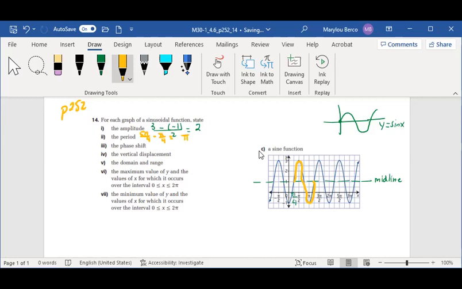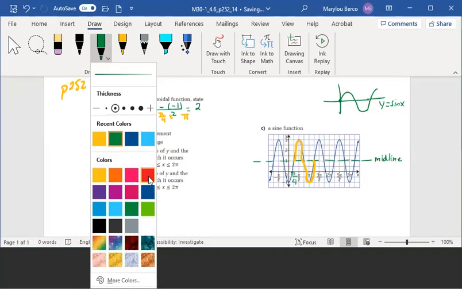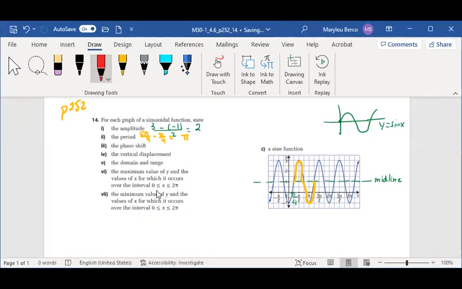The phase shift. Well, the start of the first cycle of the sine curve is to the right of the y-axis. So the phase shift is pi over 4, if we take a look, pi over 4 to the right. The vertical displacement, d, the midline is 1 unit up, so 1 up.